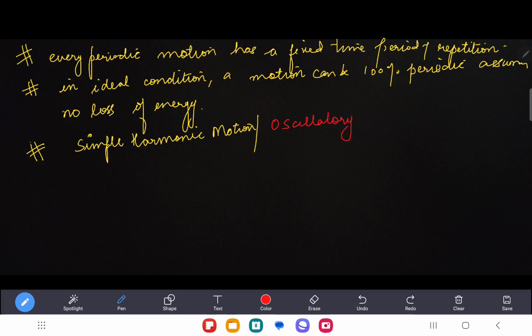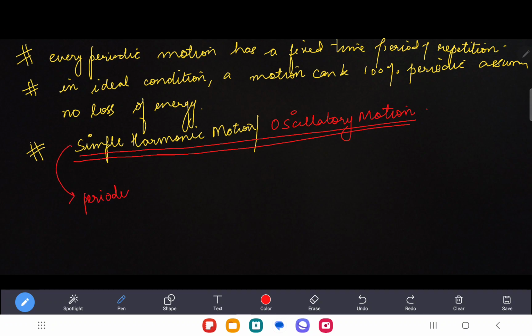Simple harmonic motion is also called oscillatory motion. What do you understand by simple harmonic motion or oscillatory motion? Simple harmonic motion is a periodic motion only. But what is the difference?